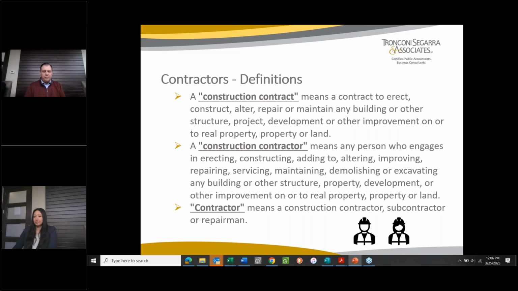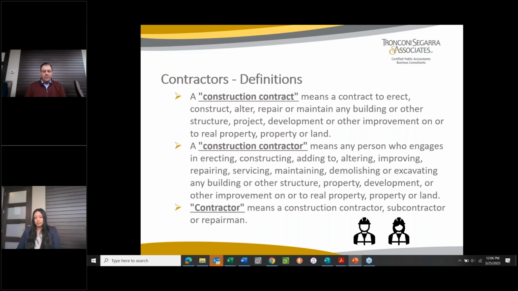Really, what we're talking about are construction contractors, and that differs from somebody who registers in the state and gets their certificate of authority and is considered a vendor. A vendor is someone who might sell taxable, tangible personal property or services. The construction contractor really is someone who works on a construction contract. And that is defined by New York State as any type of contract where you're building, repairing, maintaining a structure, a project, or any other type of improvement on real property or land. So that's generally what a construction contract is.